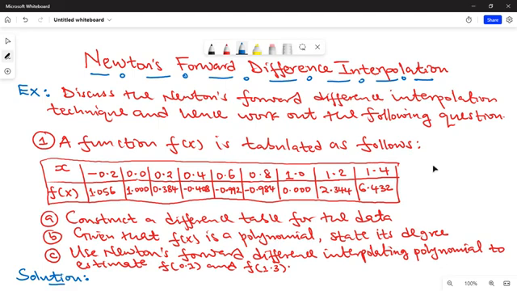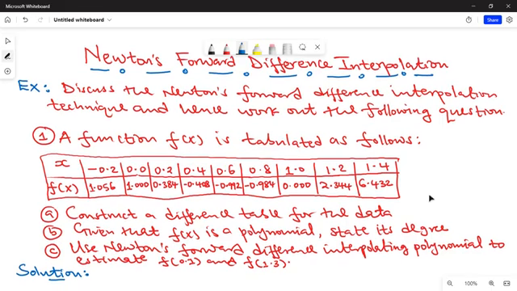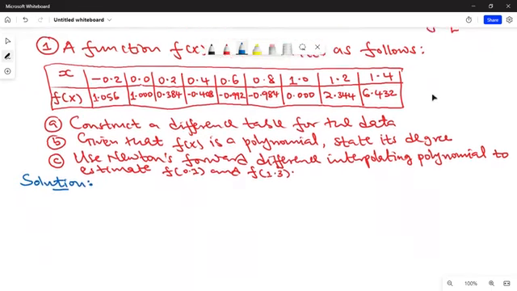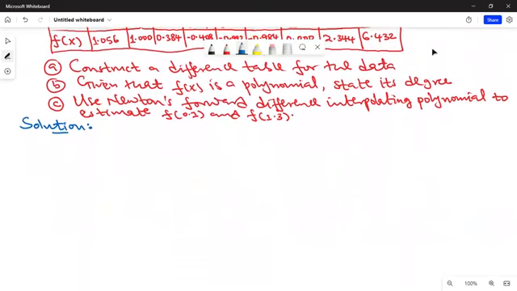In part A, we are asked to construct a difference table for the data. Part B, given that f of x is a polynomial, states its degree. And part C, use Newton's forward difference interpolating polynomial to estimate the values of f of 0.1 and f of 1.3. So, first of all, we are going to derive the Newton's forward difference interpolating polynomial and then use it to answer the questions given below.